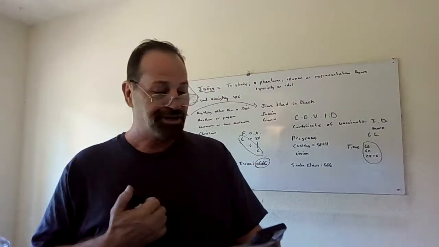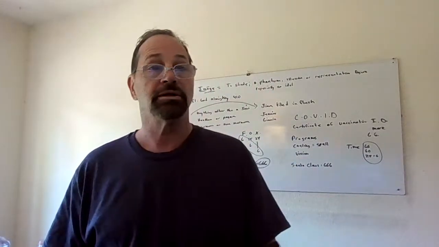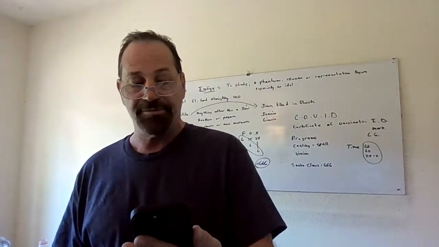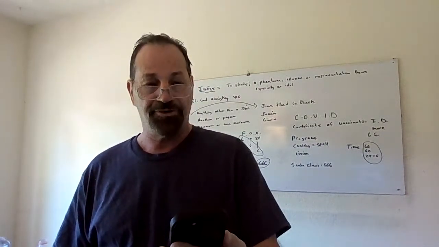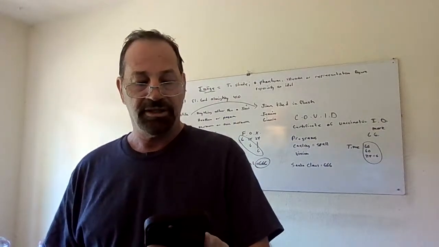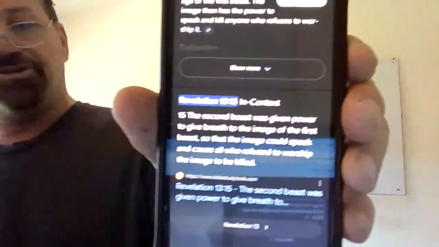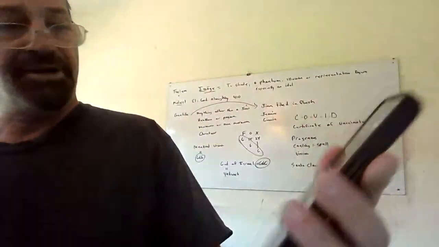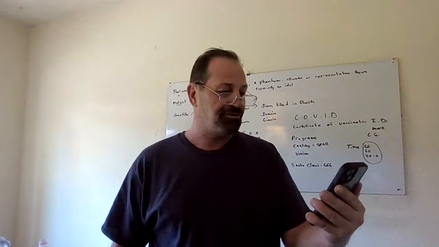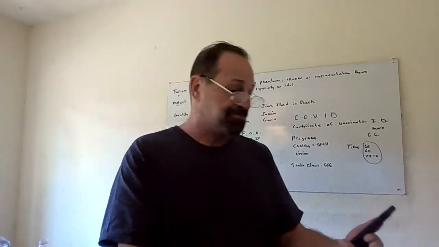Okay, Revelation 13:15. The second beast was given power to breathe into the image of the first beast, so that the first beast could speak and cause those who refuse to worship it to worship the image, to be killed. The second beast was given power to give breath to the image of the first beast, so that the image could speak and cause all who refuse to worship it to be killed.